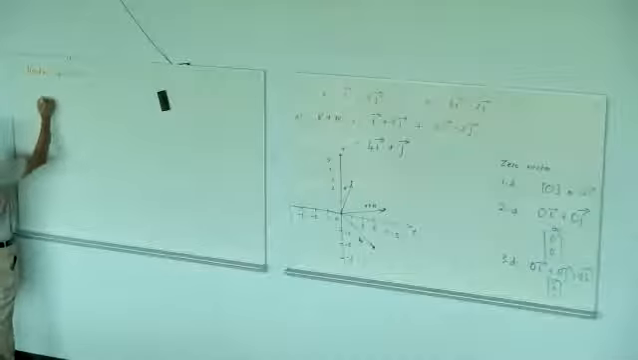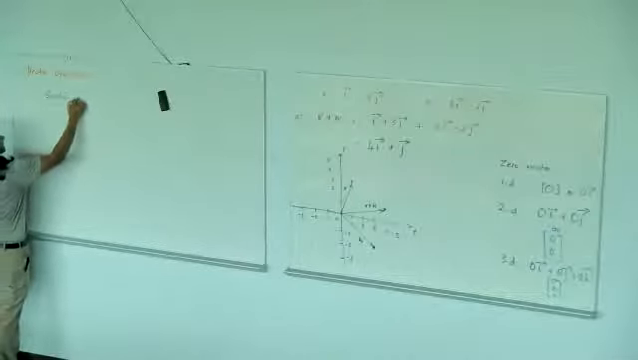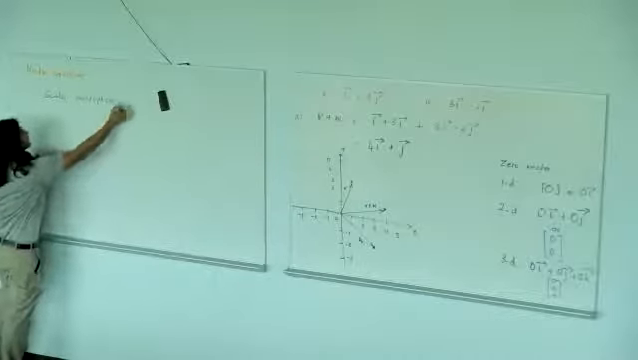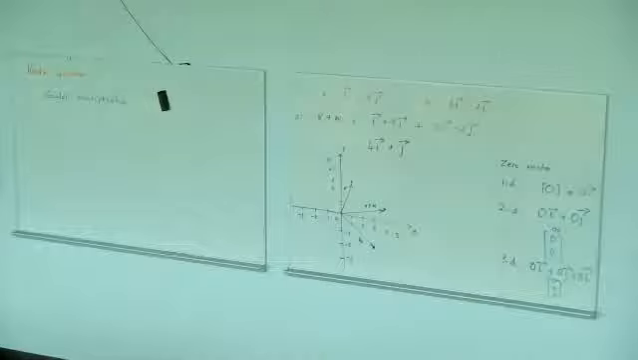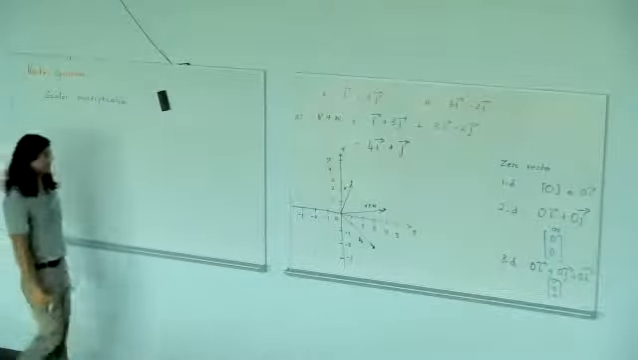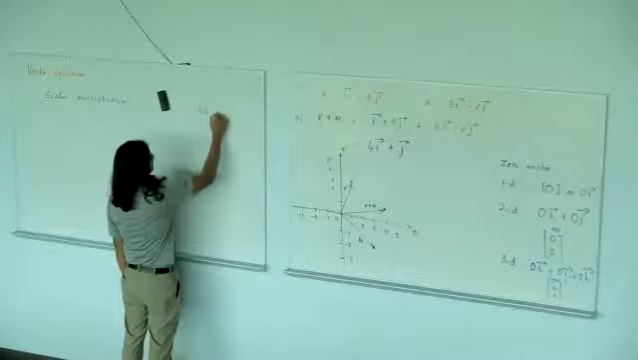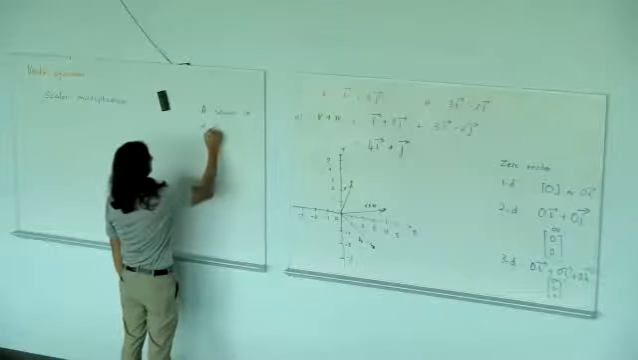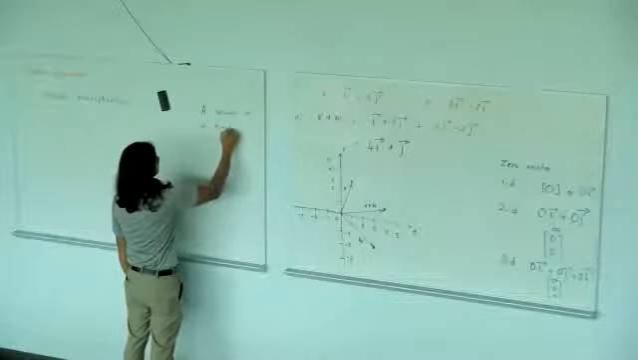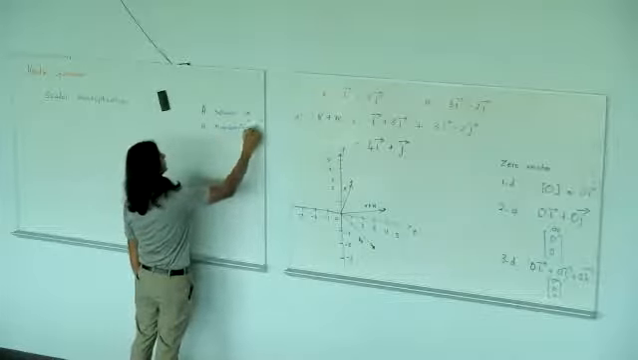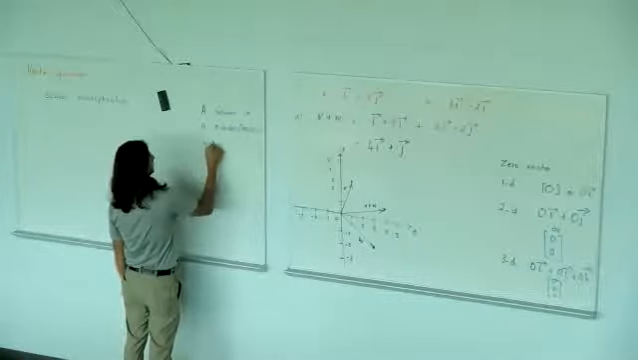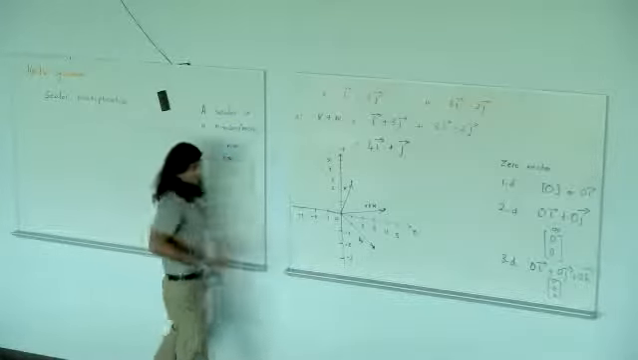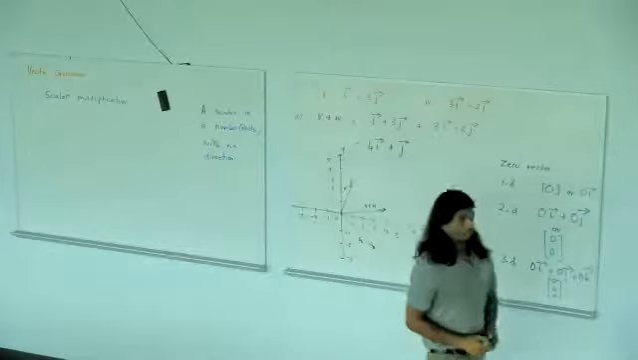So the first case that I'm going to do is scalar multiplication. And you may say, well, what is a scalar? A scalar is just a number with no direction. In other words, it's just a magnitude. It's a value.